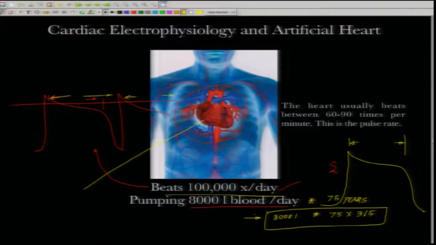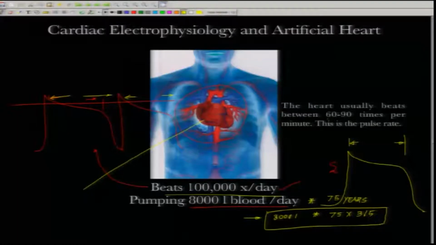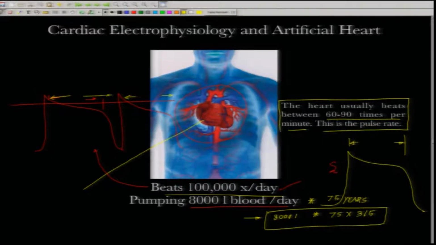and if this machine fails, that is the end of our story at that point of time. In other words, we should take good care of our heart. We should not take it for granted, and we should be careful about it. The heart usually beats 60 to 90 times per minute, which is also called the pulse rate. These are some of the infos which I haven't covered, and I thought I might as well cover them, to give you an overall idea.